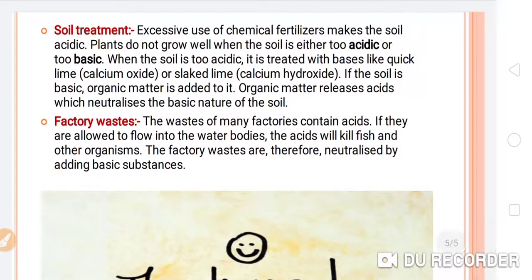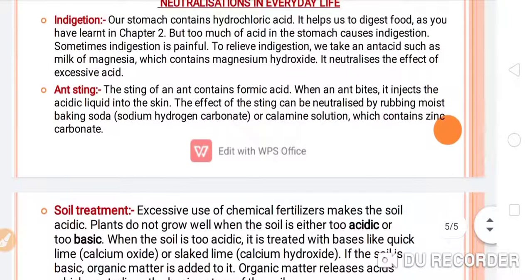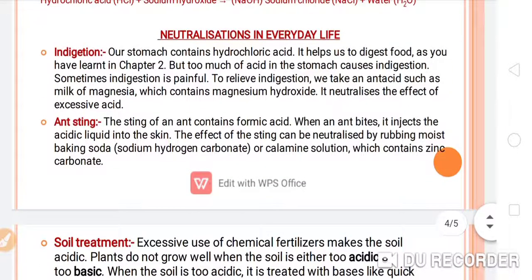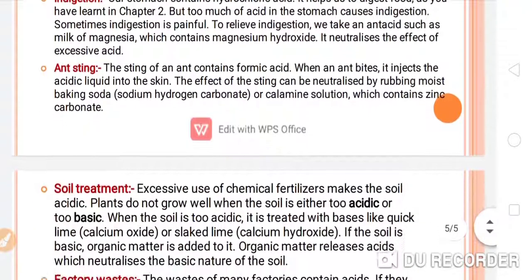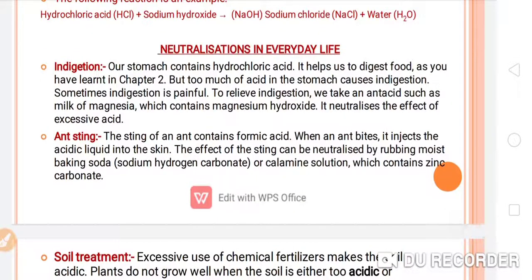Factory wastage. The wastage of many factories contains acids. If they are allowed to flow into the water bodies, the acid will kill fish and other organisms. The factory wastes are therefore neutralized by adding basic substances. So these are all examples of the neutralization process in our everyday life.